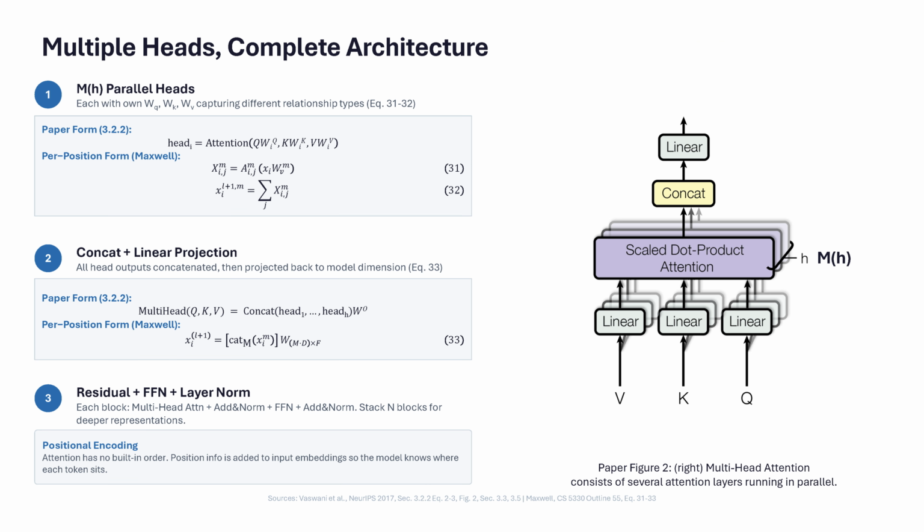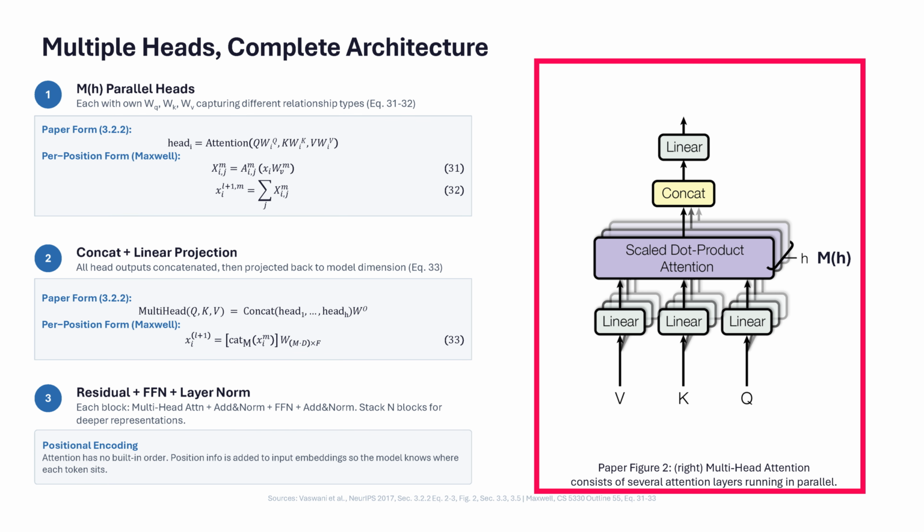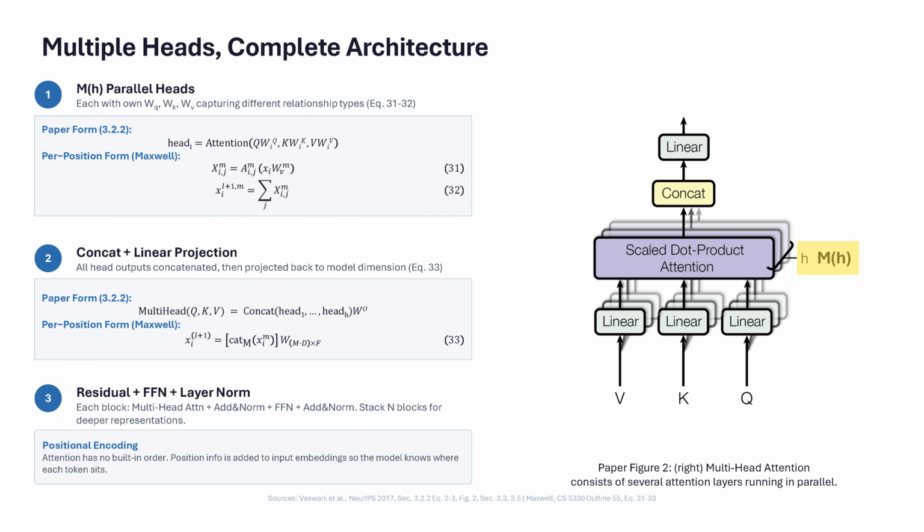It's pretty limiting that one attention head can only learn one type of pattern. This multi-head attention diagram from the paper shows the solution. You run m independent attention operations in parallel, each with its own Q, K, and V matrices. The output gets concatenated and passed through a linear projection to get back to the original dimension.